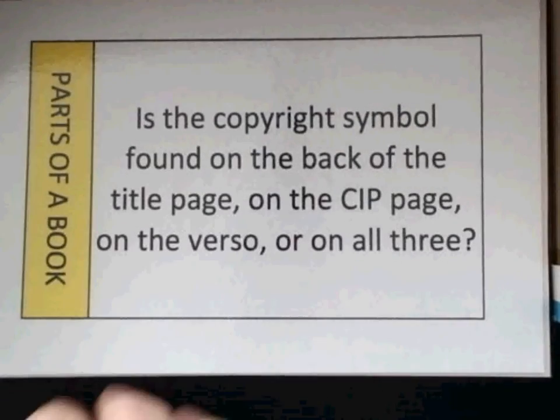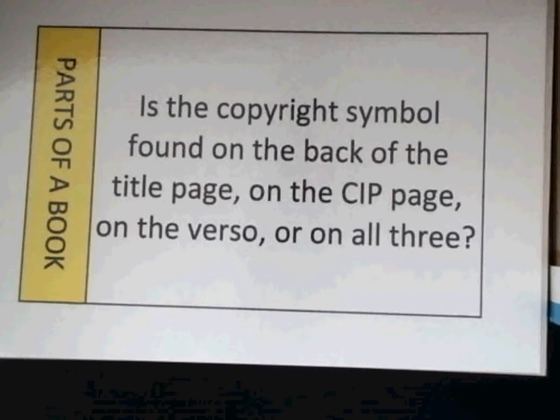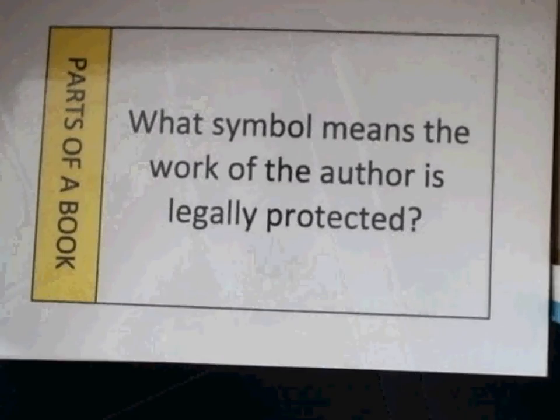Oh, it looks like we do have a couple more questions. I thought we were done. Is the copyright symbol found on the back of the title page, on the CIP page, on the verso, or on all three? So as we talked about, sometimes you can find it on the front of the title page. The CIP is usually on the back of the title page. The verso is another name for the back of the title page. So it could be on one or all three. That was kind of a tricky question.